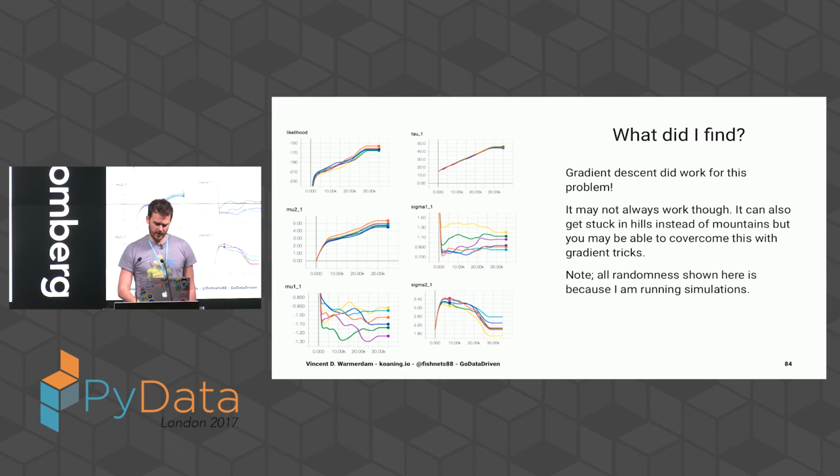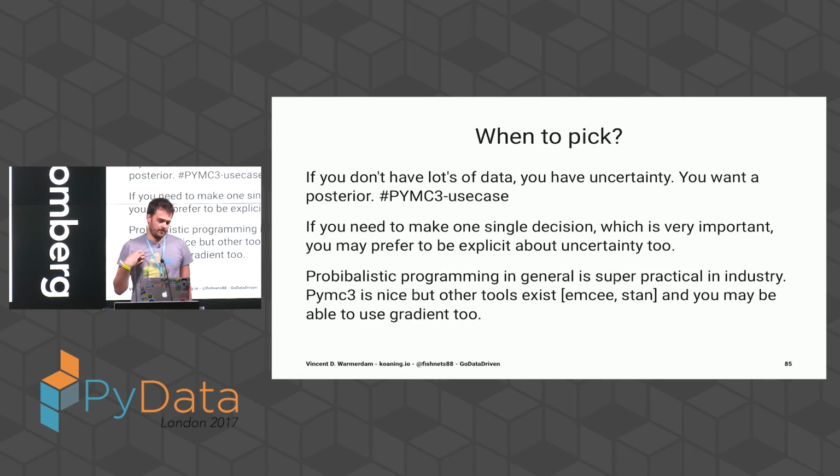I do think it's worthwhile to mention this, though, because in the end, there are reasons to go for the sampling approach, and there are reasons why you might want to go for the gradient approach. Take a situation, for example, where you don't have a lot of data. Then you usually have uncertainty, and you typically want to have a posterior. You want to be able to describe how uncertain you are over certain numbers.